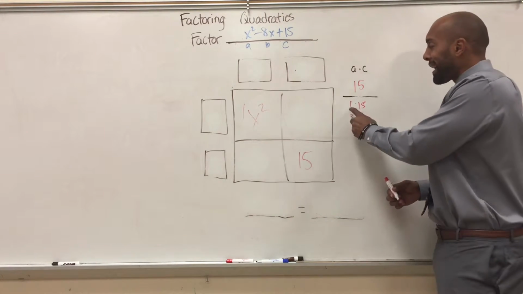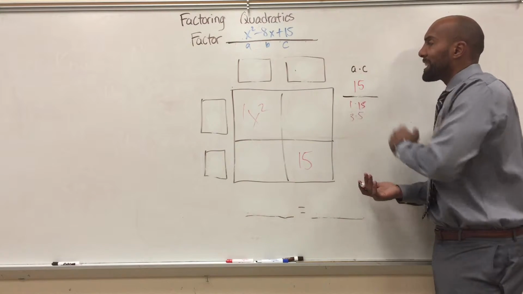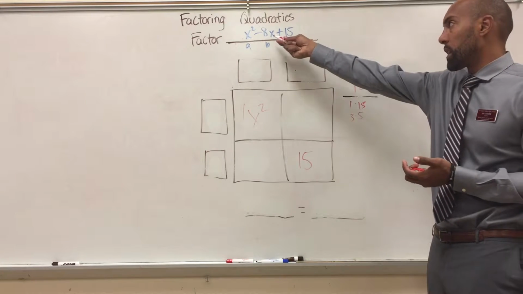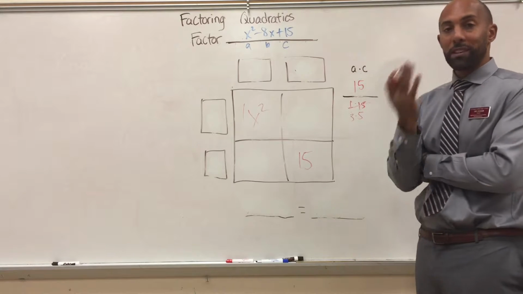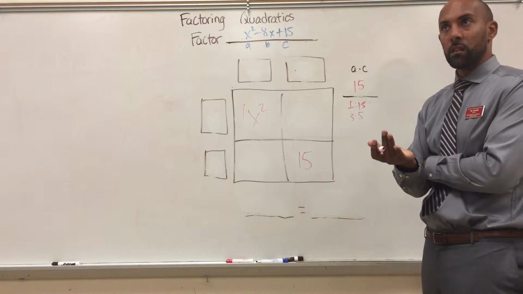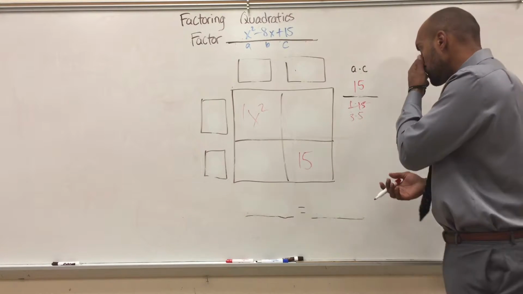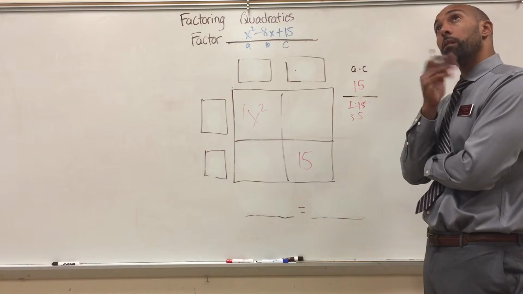Okay, now, I have to think to myself, 1 and 15, can I add or subtract those 2 numbers so that they equal -8? No. Even if I subtracted them, 15 minus 1, 15 plus 1, it doesn't make 8, right? 3 and 5. Can I add those 2 numbers to make 8? 3 plus 5. Oh, that makes 8.